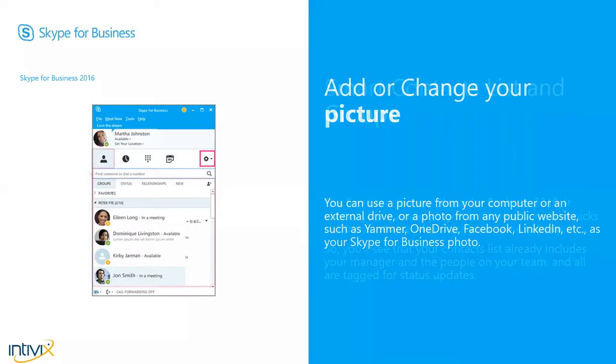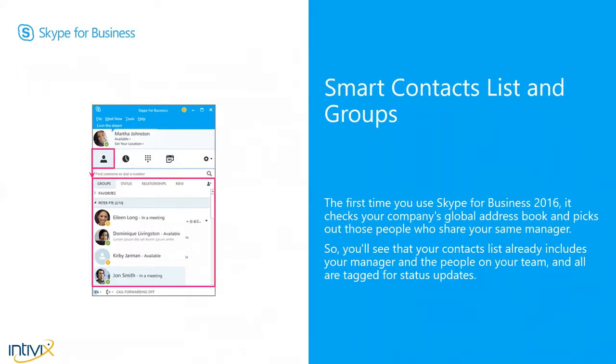We'll also go over smart contacts and groups. We'll talk about how you add contacts and also add groups and edit them. As Craig said earlier, your global list, the first time you use Skype for Business, it checks your company's global address book and it picks out people that you might be on the same team with and your manager. So when you first log in, you'll see contacts already listed in the left-hand side here. You can also make changes to who you see in your contacts by editing this or moving them to a different group.